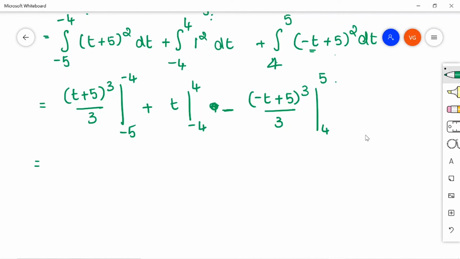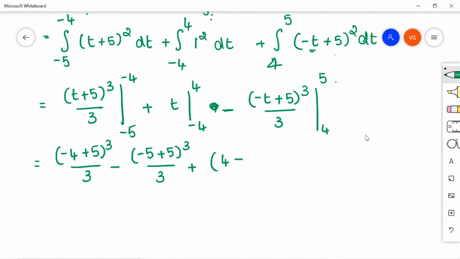Now substitute the limits, upper limit minus lower limit. So minus 4 plus 5 whole cube divided by 3 minus lower limit, minus 5 plus 5 whole cube divided by 3, plus for t I am substituting upper limit minus lower limit, which is minus 4. So minus of minus, this will be plus 4. Minus, minus t, so that is minus, upper limit is 5 plus 5 whole cube divided by 3. Minus, lower limit will be, so here minus of minus, again it will be plus. So lower limit is 4 here, minus 4 plus 5 whole cube divided by 3 here.